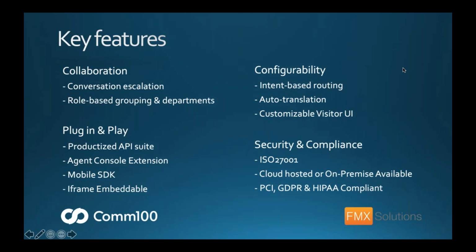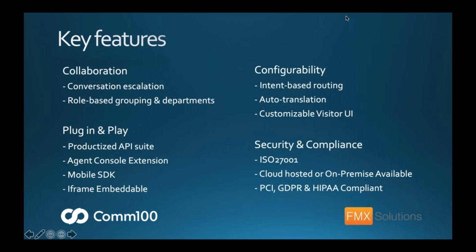Another pillar is plug and play. This is COM100's ability to integrate with third-party systems. An example of that is we have a fully productized API suite. This makes it easy to get all of the valuable customer chat data that COM100 gathers and put that into a third-party system like a CRM or a BI tool. You can also bring in third-party data using the Agent Console extension. We're going to be seeing an example of that today with what FMX has built with EasyVista.